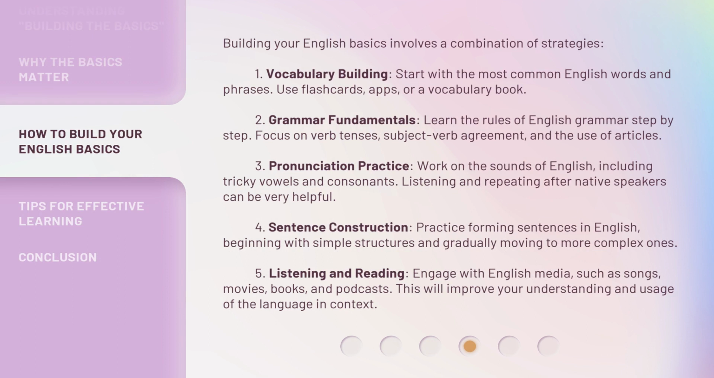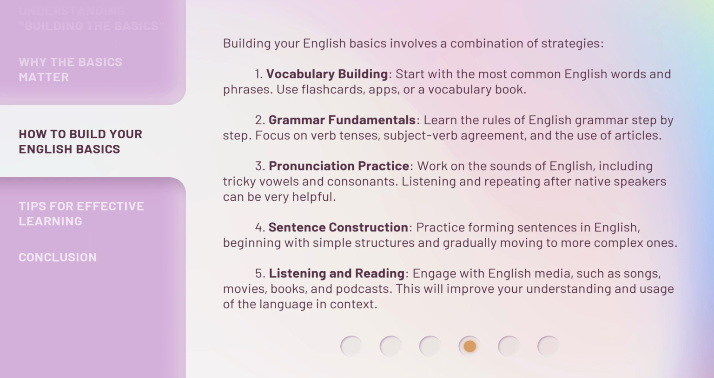Building your English basics involves a combination of strategies. 1. Vocabulary building. Start with the most common English words and phrases. Use flashcards, apps, or a vocabulary book. 2. Grammar fundamentals. Learn the rules of English grammar step by step. Focus on verb tenses, subject-verb agreement, and the use of articles.